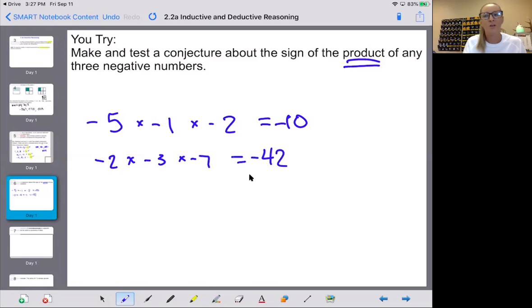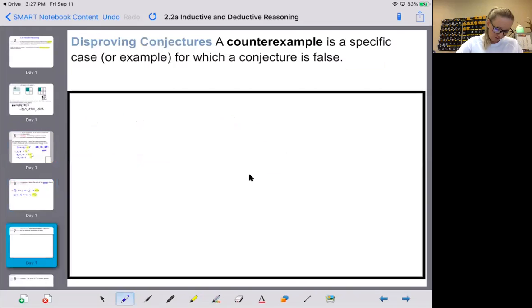What do you notice? You probably already could have guessed this, right? Do you see how always the answer is negative? So I would say my conjecture is that the product of any 3 negative numbers is always negative. There you go. All right, next, we're going to talk about disproving something.